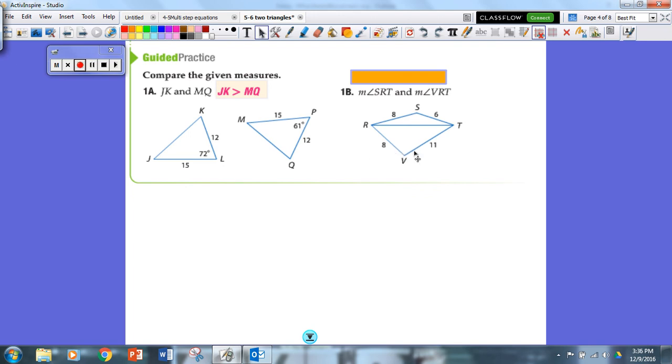Now if I look at these triangles where they overlap, RT is in both. And since RS is congruent to RV, they're both 8, that tells me that angle VRT is larger than angle SRT because 6 is smaller than 11. So when we compare those two, we know that angle SRT is smaller than angle VRT.